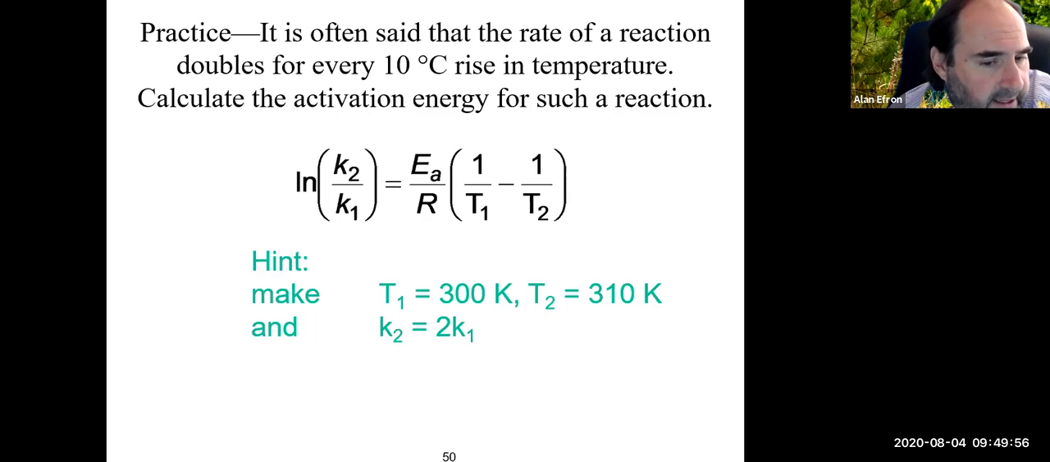So why don't we start off with this next example, take a minute or two and calculate it. We often say that the reaction rate doubles for every 10 degrees Celsius change in temperature. Calculate the activation energy here. As a hint, you could use 300 Kelvin for temperature 1, 310 for temperature 2, and the relationship of the rate doubling. So take a couple of minutes and see what you come up with.